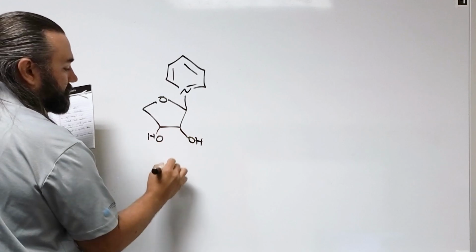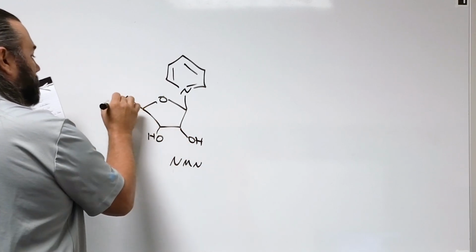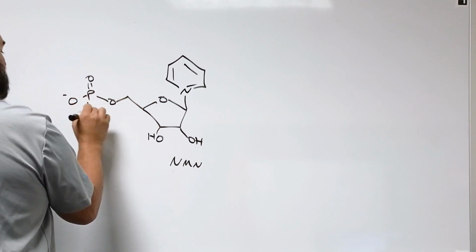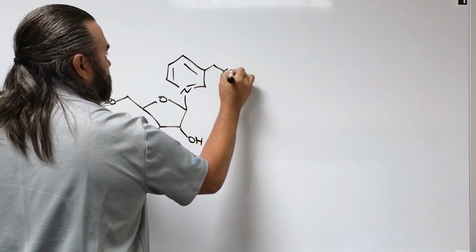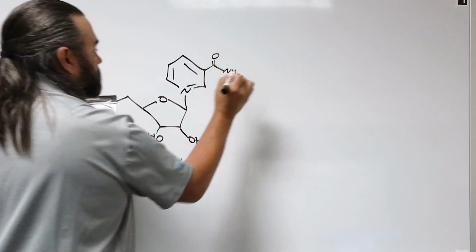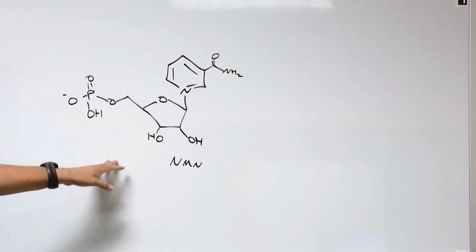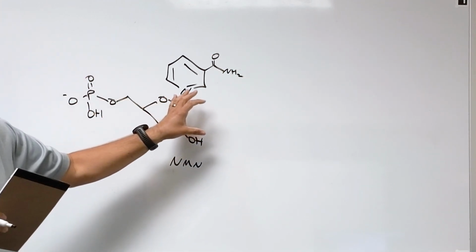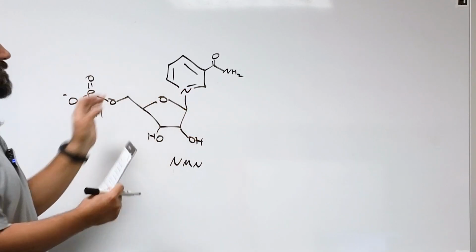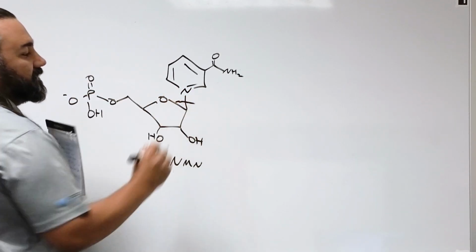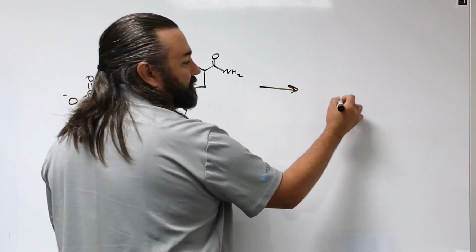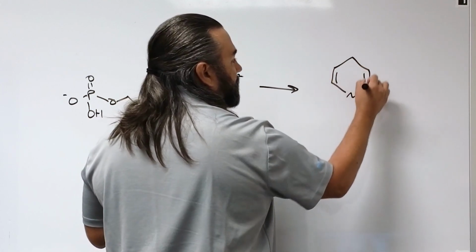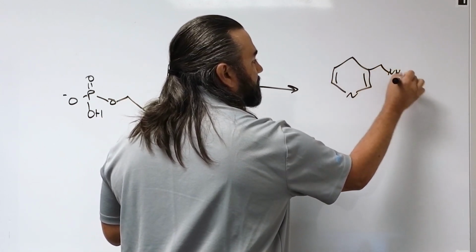This is NMN. This is the structure of NMN. To make it easier to draw over and over again, I'm not going to draw this part, which does not take place in the oxidation reduction chemistry. I'm just going to draw the bottom part, and I'm just going to draw a little wavy line right here to represent the rest of the molecule. So from now on, you'll see me draw NMN like this.